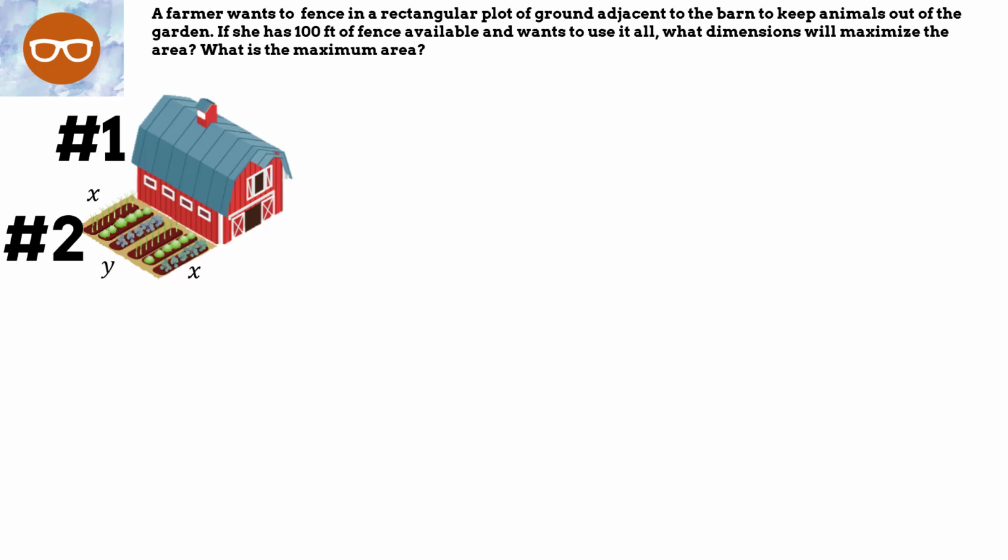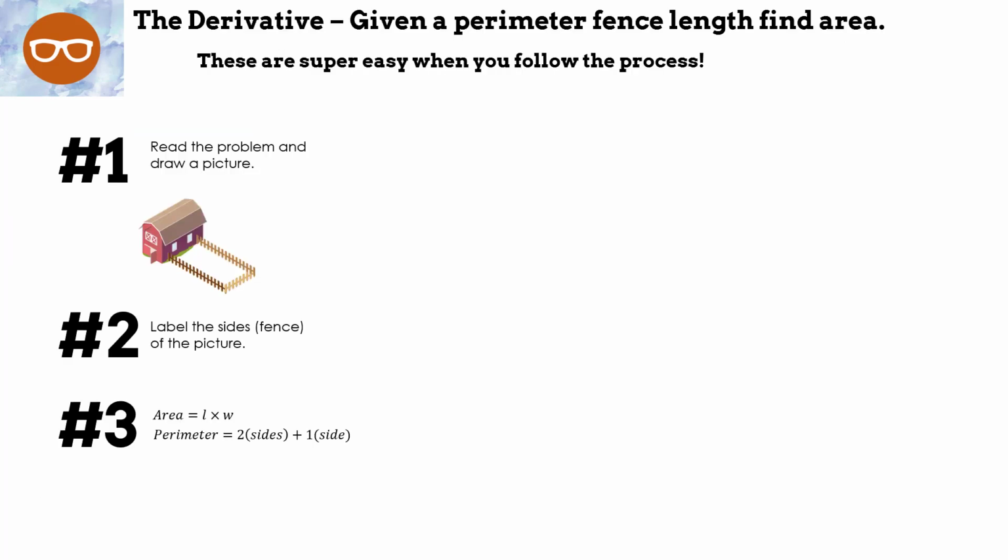So this farmer wants to put a fence around her plot of garden. I used x and y. Now it doesn't matter. You can have 2 y's and an x, totally doesn't matter. Number 3, we're going to be using these two formulas. Area equals length times width, and perimeter equals 2 sides plus the 1 side.